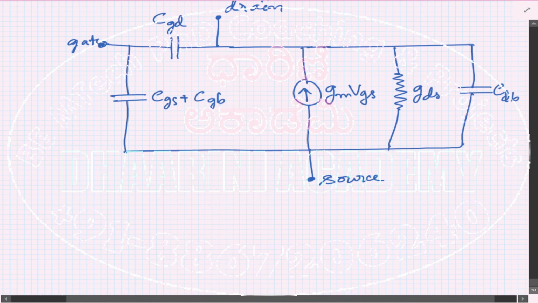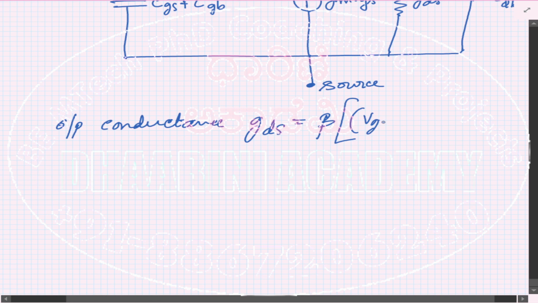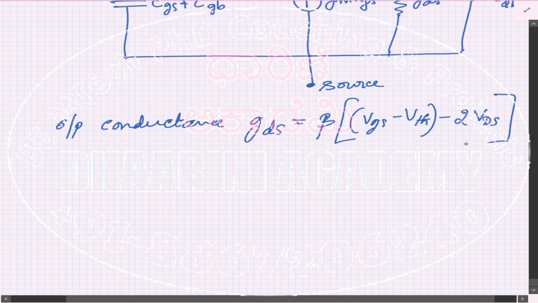Okay, I will just write some of the equations needed so that we can go quickly ahead. There is what is called GDS. This is called output conductance. Some problems we might require this, that's why I'm writing here. So output conductance, that is G drain to source, is equal to the beta value of the transistor times (VGS minus VTH minus 2 times VDS). This is the GDS value, output conductance.